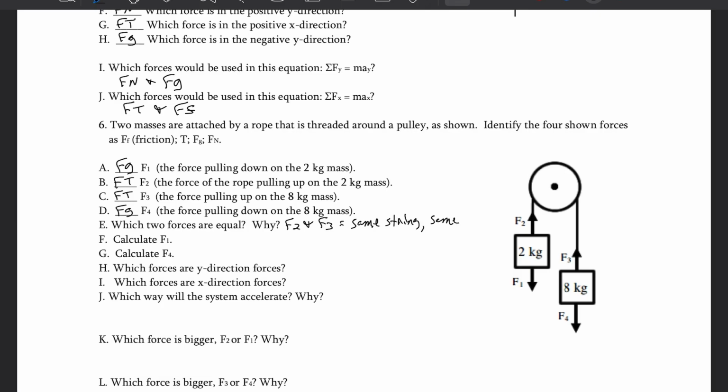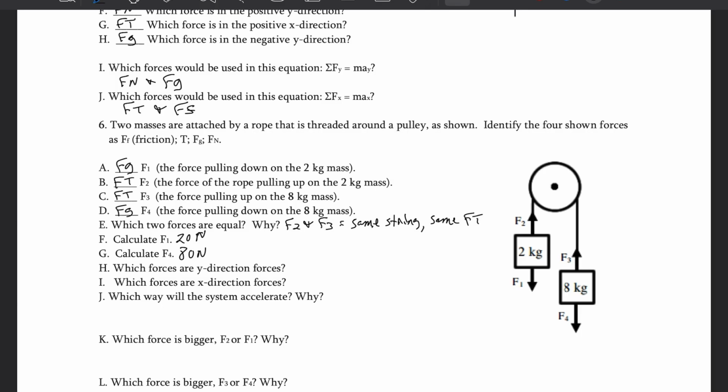Calculate F1. F1's a force of gravity for the 2 kilogram mass. 2 kilograms times 10 gets you force of gravity of 20. Calculate F4. That's the force of gravity on the 8 kilogram mass, so 80.